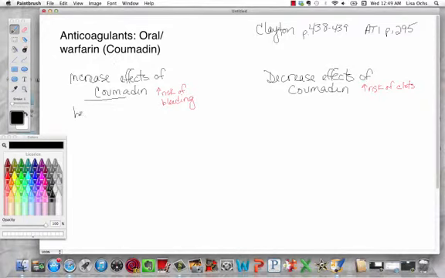If somebody is taking Coumadin as well as heparin, aspirin, Tylenol, NSAIDs, steroids or glucocorticoids, sulfa drugs, which are a type of antibiotics, cephalosporins, they will all increase the risk of bleeding.